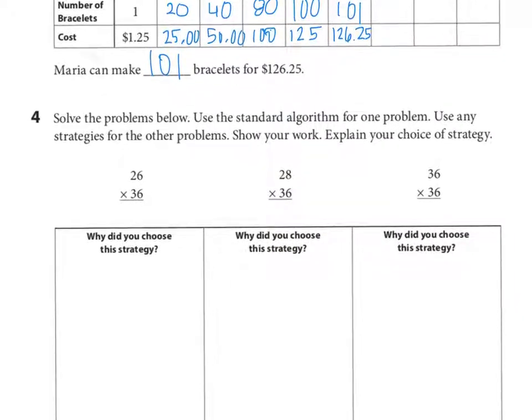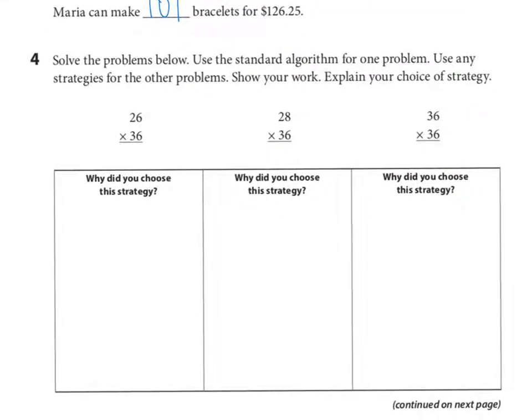Moving down to number 4. Solve the problems below. Use a standard algorithm for one problem. Use any strategies for the other problems, show your work, and explain your choice of strategy. So looking at this first one, I see 26 times 36, 28 times 36, and 36 times 36.